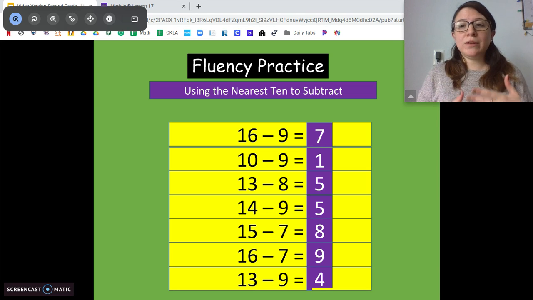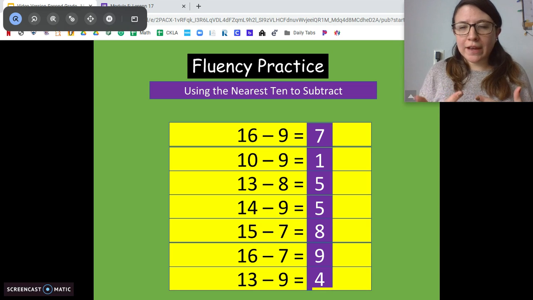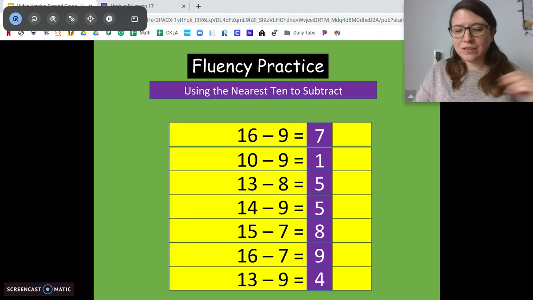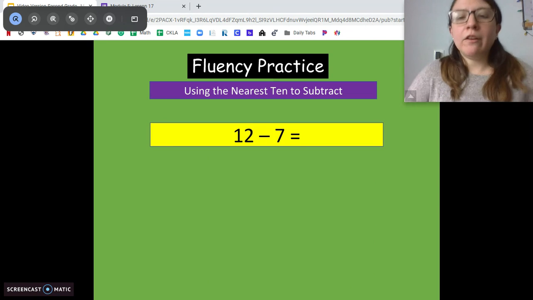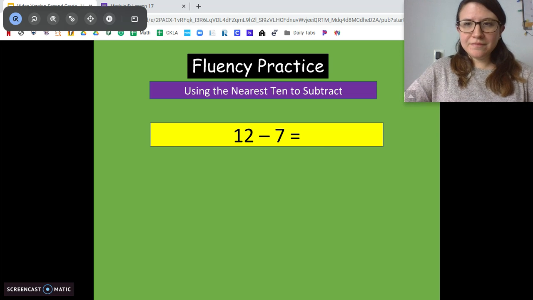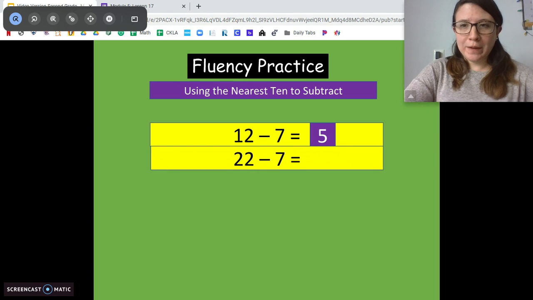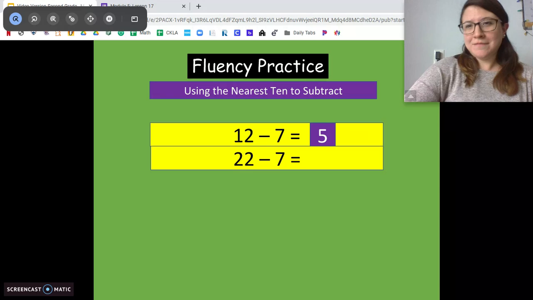Nice. So the reason we do this is that because we're adding and subtracting bigger numbers now, it's important to know all these facts as fast as you can. Okay, so let's keep going. 12 minus 7. 22 minus 7. Notice the pattern.